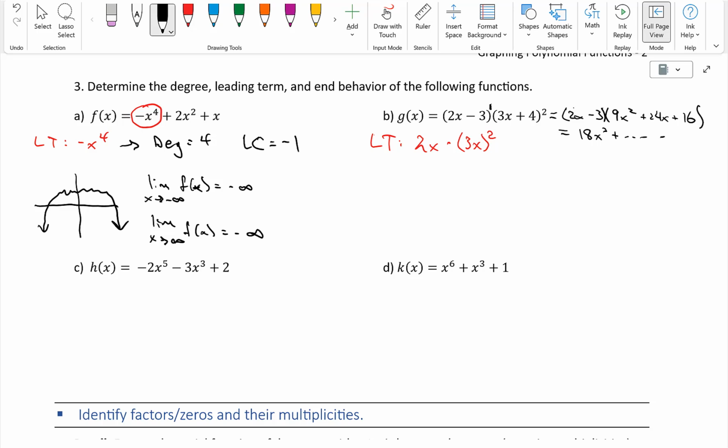All right, so again, we only care about that leading coefficient. Those are the values we took for this leading term over here. The 2x is still 2x. The 3x squared would give us a 9x squared. And if we do multiply those out, we get that same leading term of 18x cubed. So that gives us a degree of 3 and leading coefficient of 18, which is greater than 0.